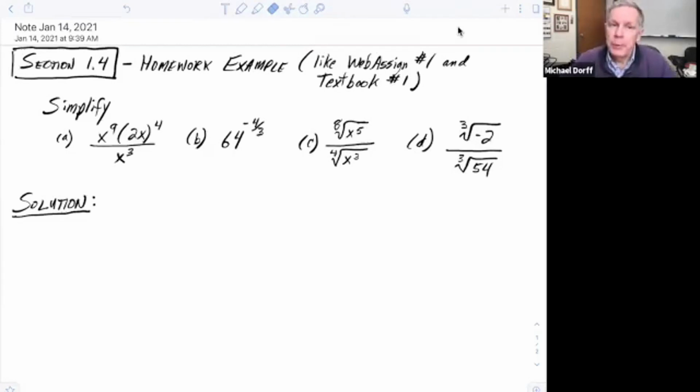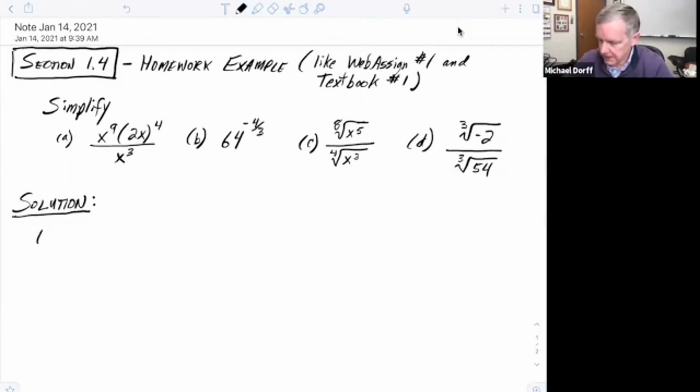We're in section 1.4 on exponents, and we're going to look at the following example that's similar to a homework problem. In this problem, we're supposed to simplify these expressions using the laws of exponents. So let's start with part A.